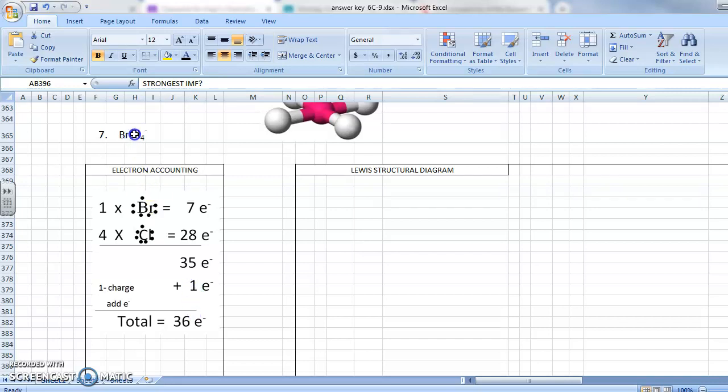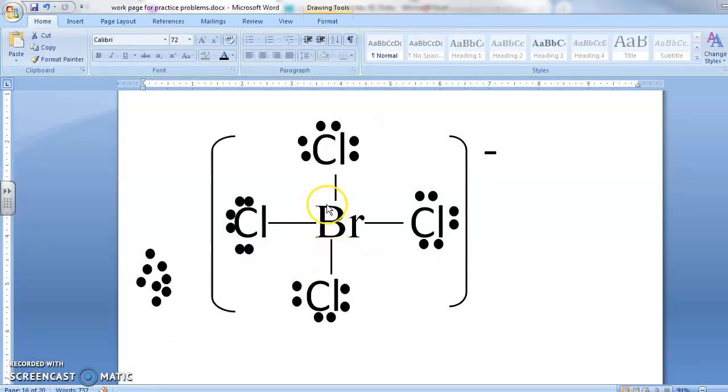Bromine will be in the middle. The 4 chlorines will be surrounding it. And remember, we need to use brackets. So we put bromine in the middle. We would surround it with 8. We would attach a chlorine in each of those spots. And we would replace the shared pairs with lines, surround the chlorines with 8, brackets, and a minus sign because this is charged.